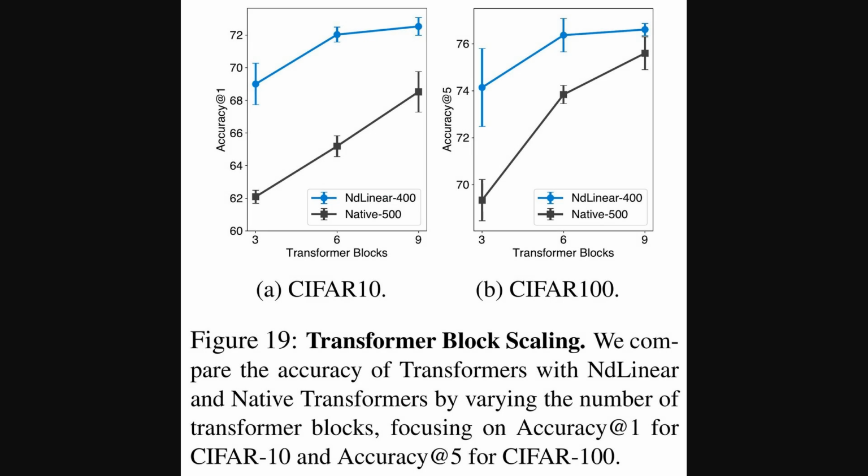So we've seen efficiency in time series. Now Figure 19 brings us back to image classification, but with a focus on how things scale within transformers. This looks at CIFAR 10 and CIFAR 100 again, plotting accuracy as we increase the number of transformer blocks along the bottom. And similar to what we saw earlier in Figure 1, the NdLinear version, that blue line, consistently stays above the standard transformer, the black line, in terms of accuracy on both datasets, even as the models get deeper. It really shows that the performance advantages seem to hold up as you scale the architecture.